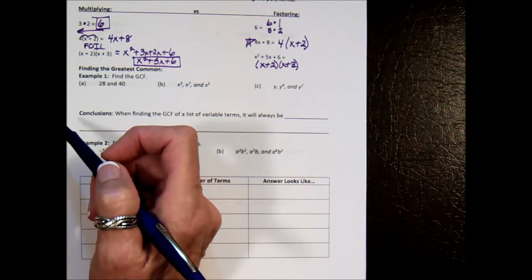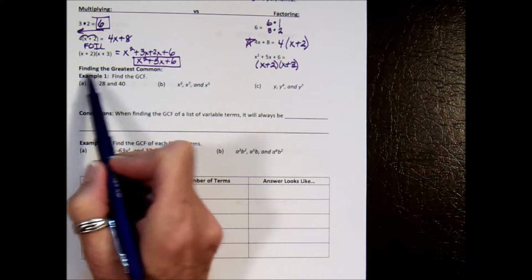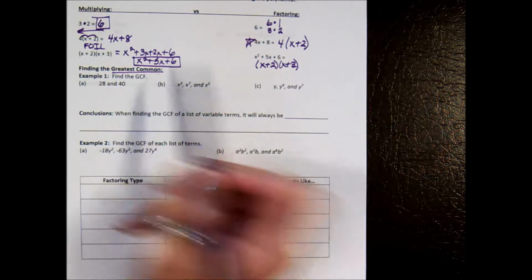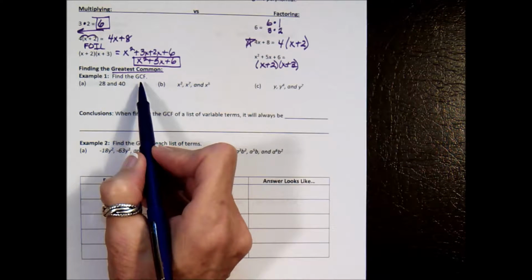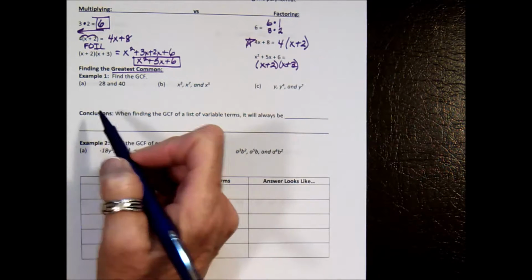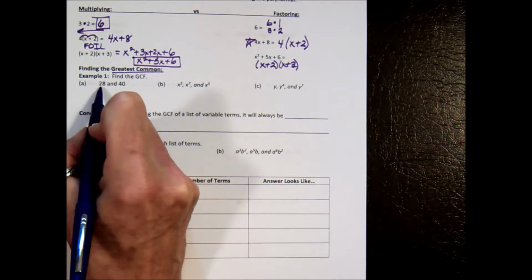So before we can look at our first factor type, which is factoring out the greatest common factor, let's do a real quick review on what a greatest common factor is. In example 1, it says find the GCF. Here I have two numbers. Now you may or may not recognize what the greatest common factor of 28 and 40 is, but if you don't, and let's assume you don't, there is a simple way to do it.